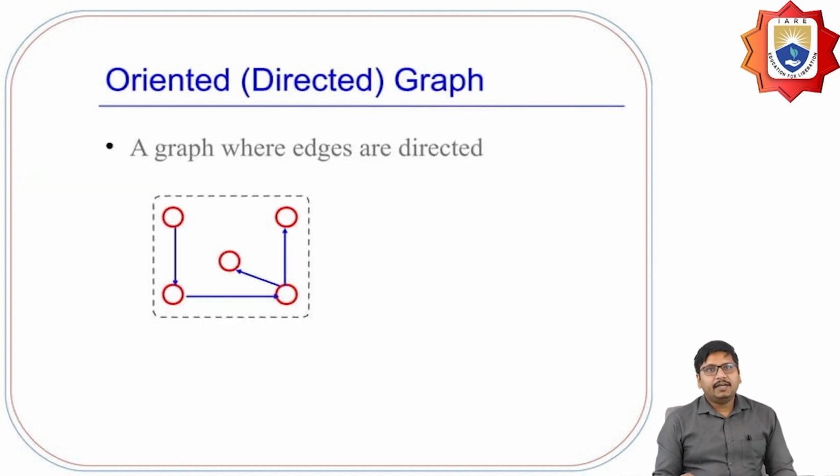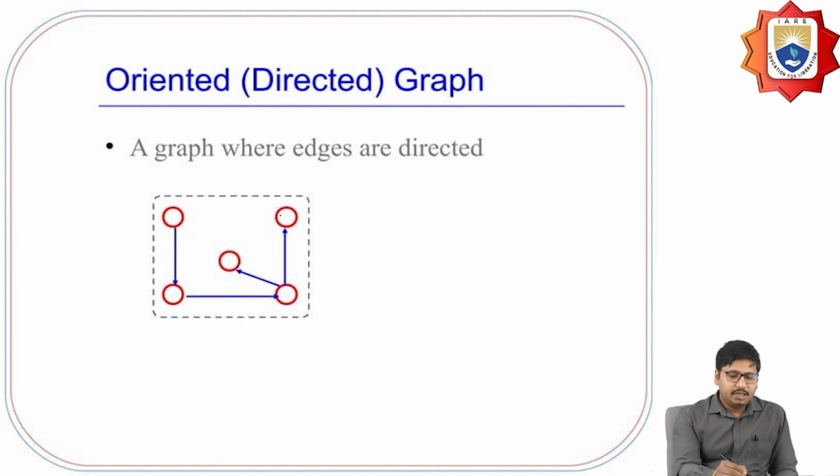So what is a directed graph here? Whenever the edge carries a direction, it should be treated as a directed graph. So here the edge has a direction, and here also a direction. That's why we call it a directed graph.